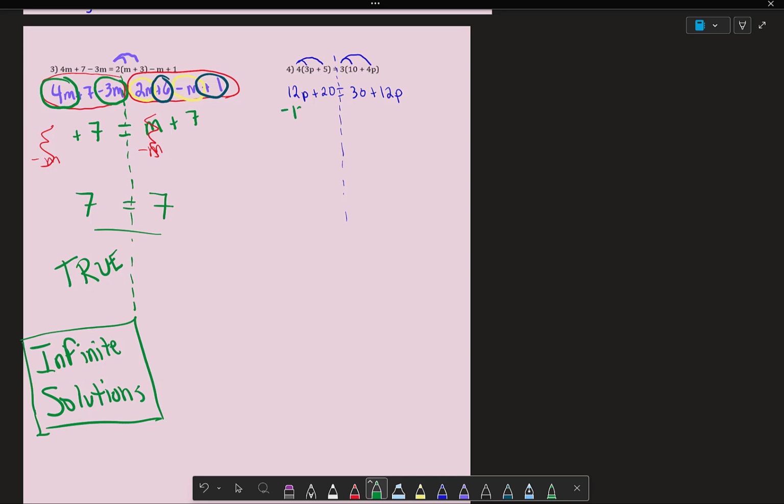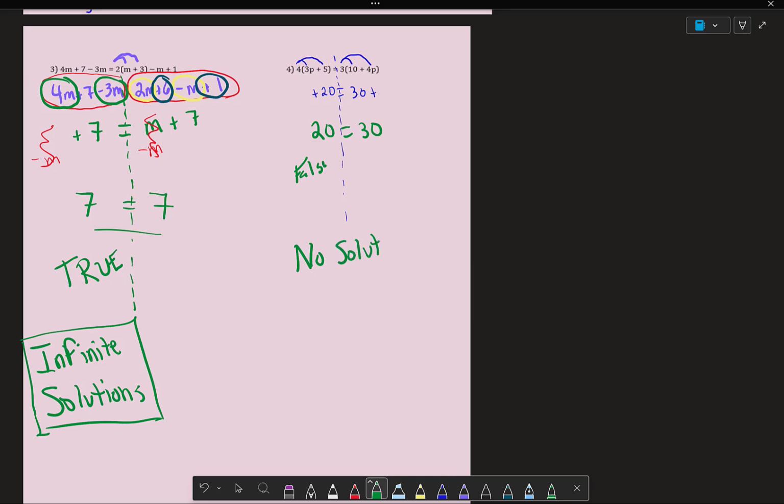Well, both of them are positive 12p. So it doesn't matter which one we decide to move, because if we subtract 12p from both sides, those cancel and those cancel. Ultimately, they all cancel out, and we end up with positive 20 equals positive 30. And that does not make sense. That's false, which means there is no solution.